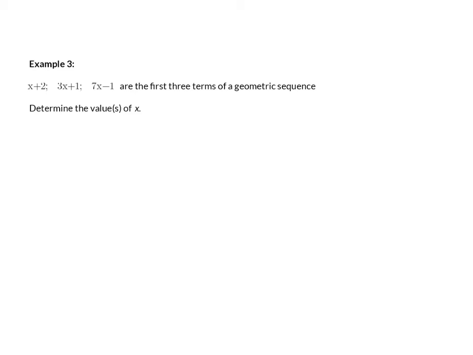In example 3, we are given the first 3 abstract terms of a geometric sequence. And they ask us to calculate the possible value or values for x to make this a geometric sequence. Now, because we know it is geometric, we know term 2 divided by term 1 will be the same as term 3 divided by term 2. And if you know that, the rest is all algebra. Now we're going to substitute in. Term 2 is 3x plus 1, and we are going to divide that by term 1, which is x plus 2. That should be equal to term 3 divided by term 2.